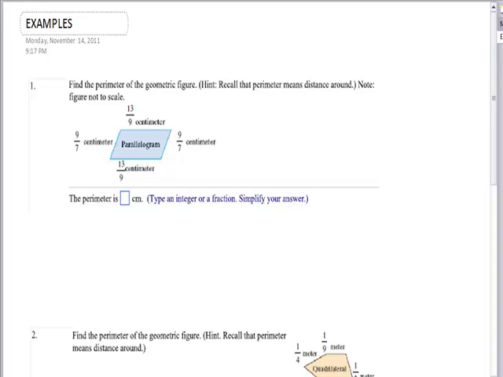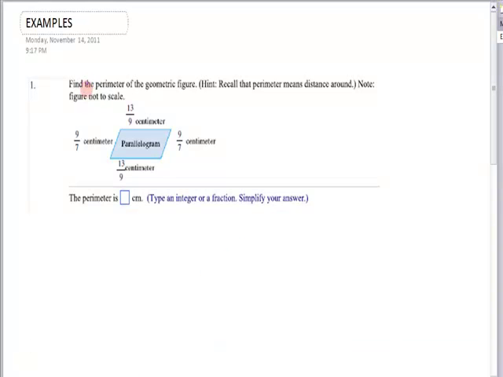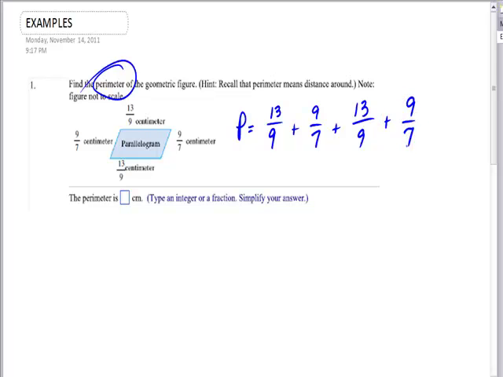All right, problem number 1 says find the perimeter of the geometric figure. Recall that the perimeter means distance around. And don't worry, it's not drawn to scale. All right, so I'm going to add to find the perimeter. I've got 13/9 plus 9/7 plus 13/9 plus 9/7. I need something that they will all go into. So if I write it down like this, 13/9, 9/7, 13/9, 9/7, add them all up.